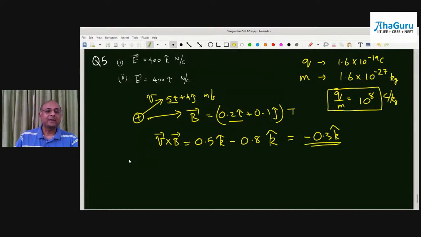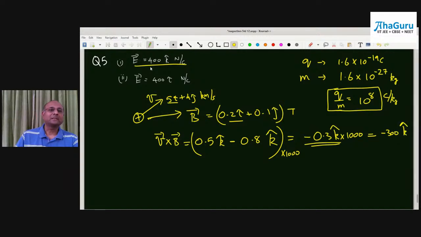Now, if I look at the electric field, it's 400 K cap. I have to be a bit careful here. This was kilometers per second, not meters per second, so it should have been multiplied by 1000. Otherwise it made no sense. This was 400 and this is 0.3, in kilometers per second. So in SI units this is minus 300 K cap, and this is, of course, 400.